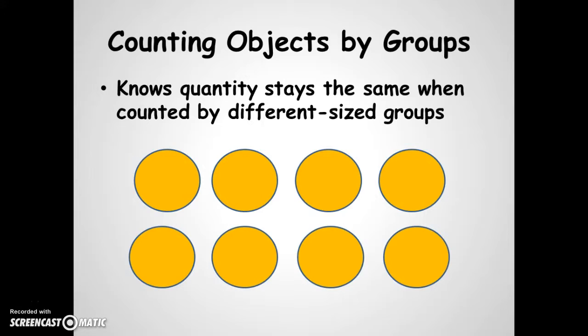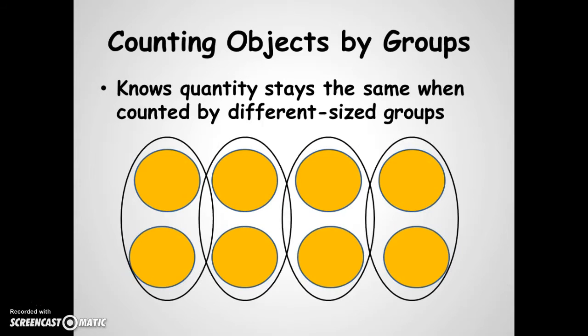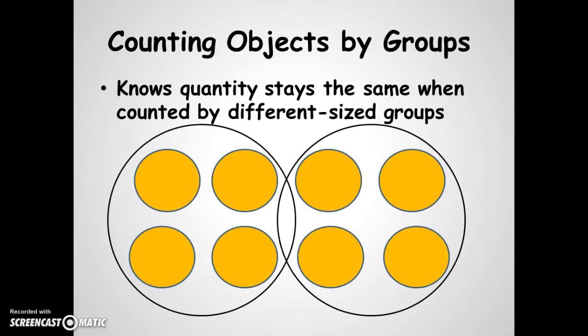Students who have mastered this critical learning phase will be able to look at these counters and know that by counting by ones, there are a total of 8. Then realize that they can count by twos and that there are still 8 counters present. And lastly, the total remains 8 even if they've counted them by fours.